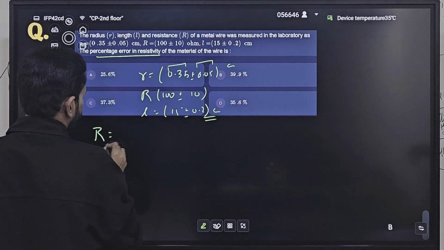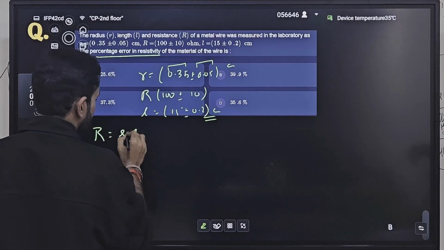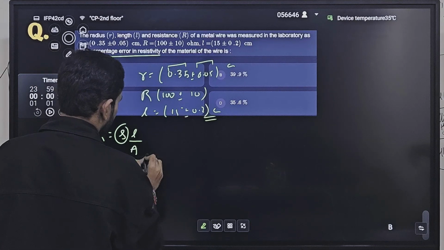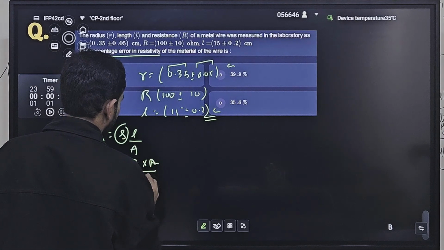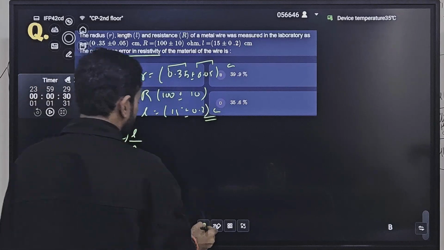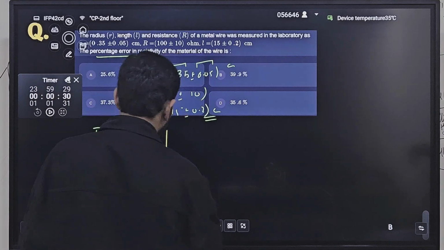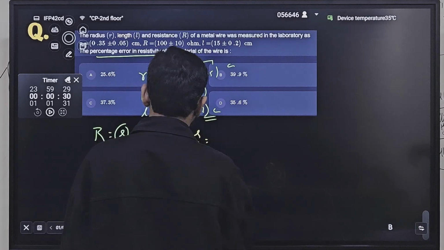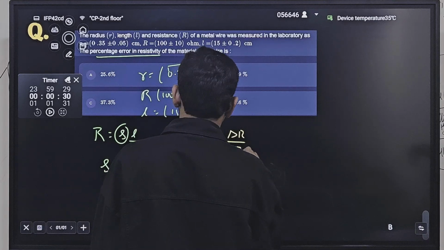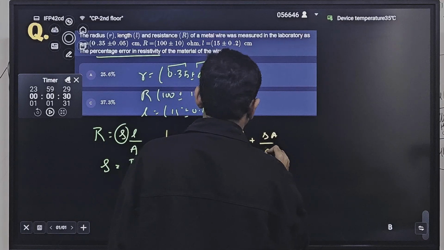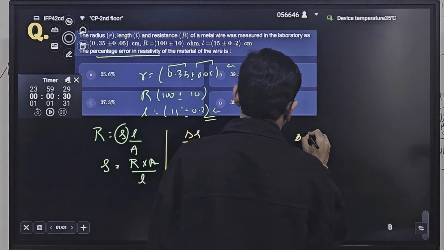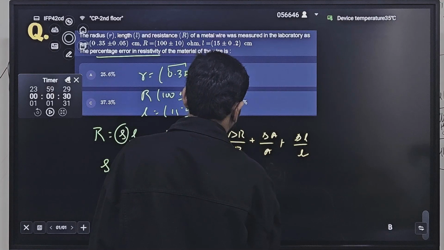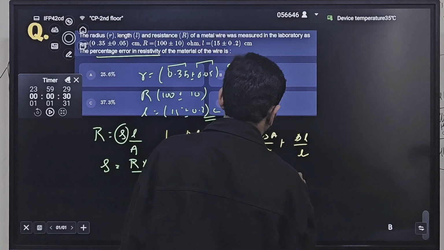Firstly, find the relation. Resistance is given as rho L by A, and rho is called resistivity. So rho will be written as R into A divided by L. Correct? And how do you find the percentage error? You write delta rho by rho equals delta R by R plus delta A by A plus delta L by L. Now since the radius is given, we have to write delta R by R plus 2 times delta r.